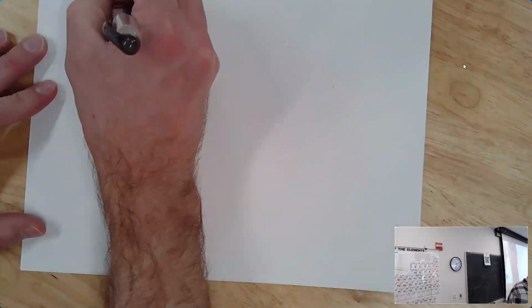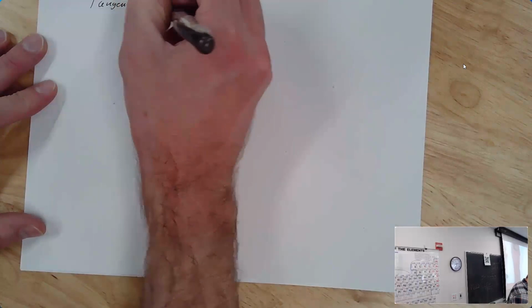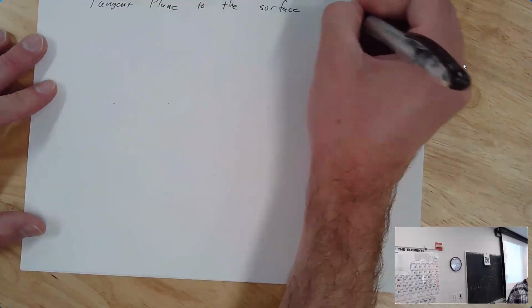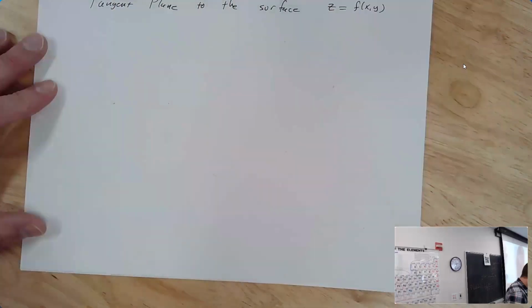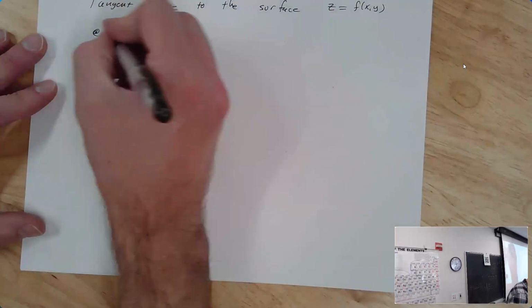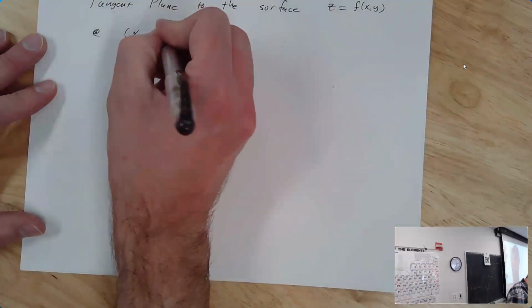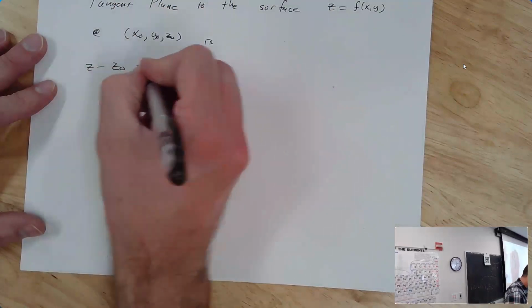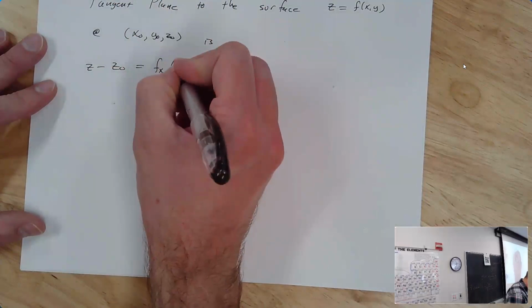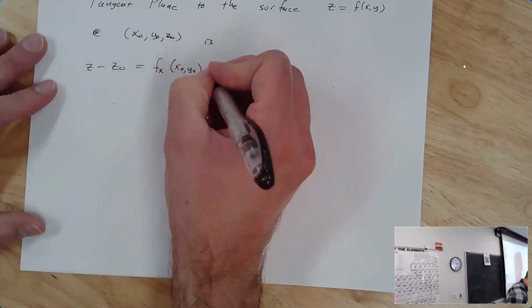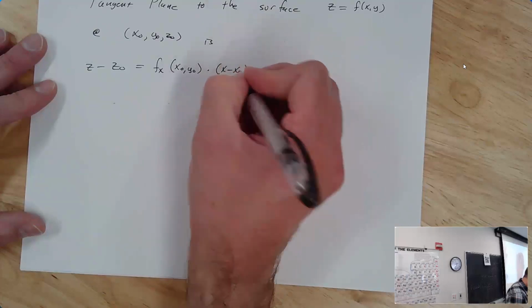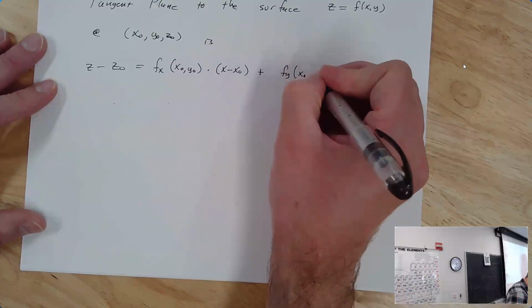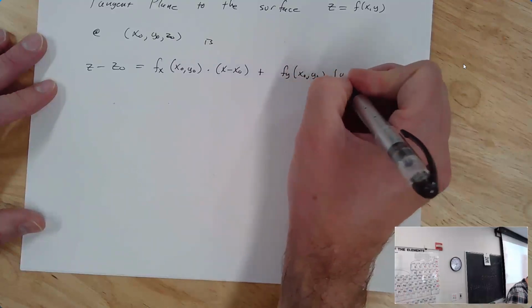Tangent plane to the surface z equal to f of x, y at the point x naught, y naught, z naught is the following. z minus z naught equals the partial with respect to x evaluated at the point times x minus x naught plus the partial with respect to y at the point times y minus y naught.